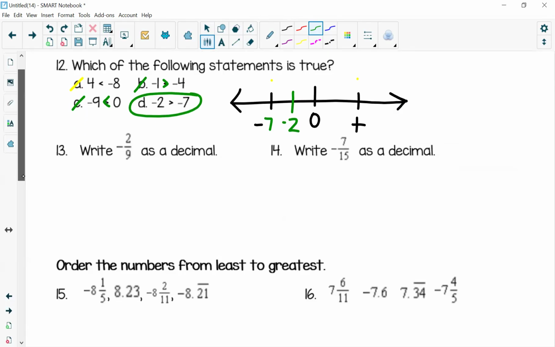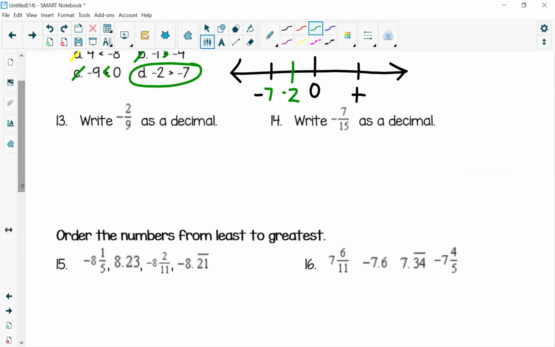Okay, 13, it says write negative 2/9 as a decimal. Now, a lot of you I know were looking, well, 9 does not go into 10, does not go into 100, does not go into 1,000 evenly. It goes into it, but not evenly. So the easiest thing there would just be dividing. So top number in the house, which 2 would be my dividend, 9 would be my divisor. Okay, 9 cannot go into 2, we're going to have to add a decimal. 9 can go into 2 0 times. 9 can go into 20 2 times.